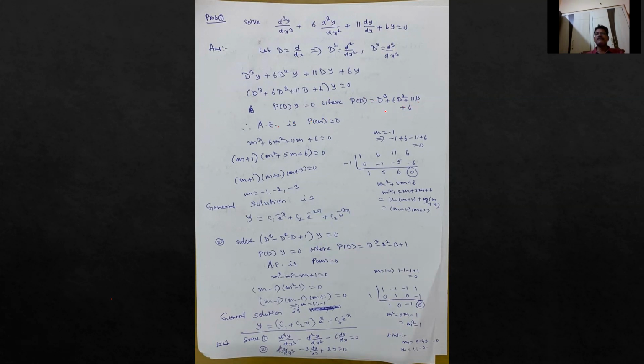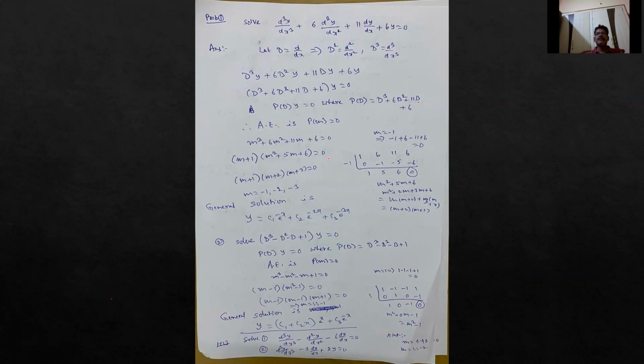So P(m) equals 0. If you write m in place of D, we get m cube plus 6m square plus 11m plus 6 equals 0. Here it is a polynomial in m of degree 3, so we will get 3 roots. First we have to find out the 3 roots. How can we find roots?